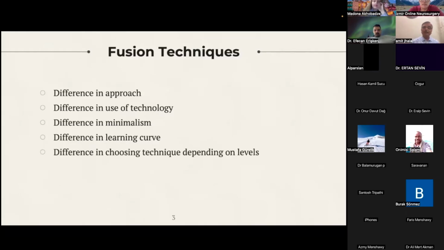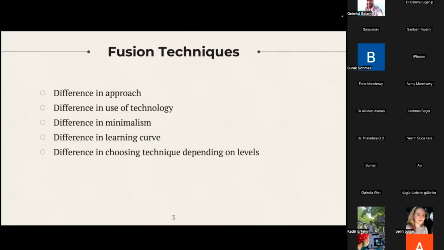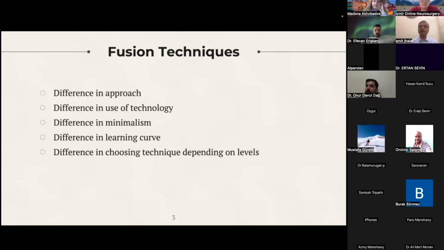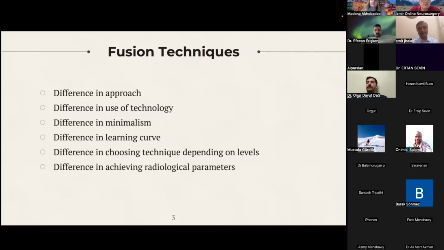There is a difference in choosing the technique depending on the levels. That means if you want to do an L5-S1, there's a different technique. If you want to do laterals, then it is a different technique. If you want to do L1-2, you can approach differently. So there's also a difference in which technique to use depending on whether you are doing the fusion at multiple levels or single levels.